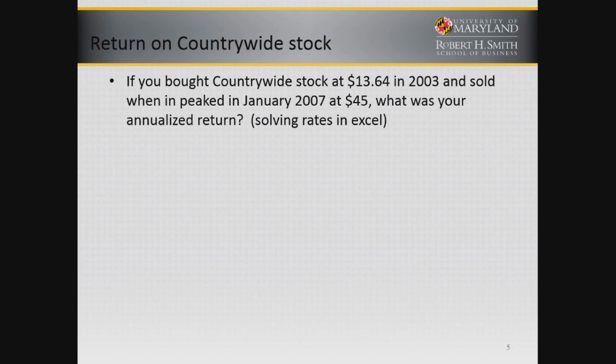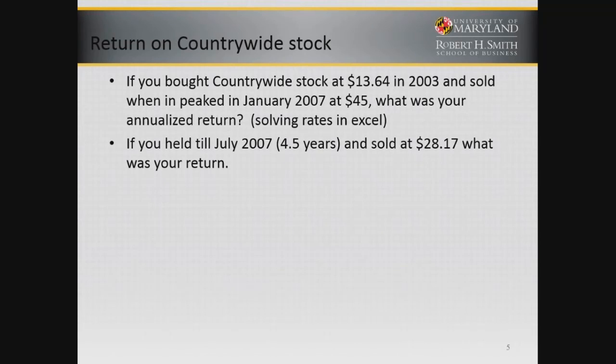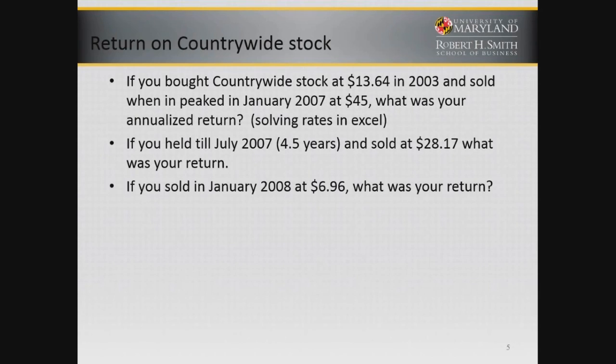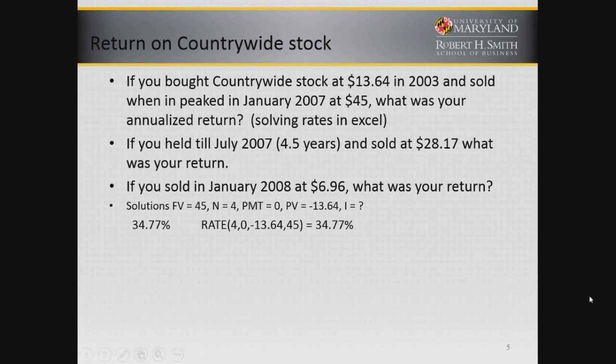If you bought Countrywide stock for $13.64 in 2003 and sold it when it peaked in January 2007 at $45, what was your annualized return? We'll solve for this in Excel. Similarly, what if we held it another 6 months and sold it at $28.17? What's our return? And if we sold it in January 2008 when it was selling for $6.96, what was your return?